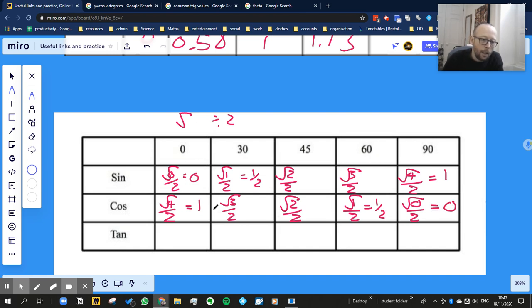And that's equal to 0. Then we know that tan is equal to sine over cos. 0 divided by 1 is 0. Half divided by root 3 over 2, well, we did this one just a moment ago, didn't we? So we've already solved these problems.